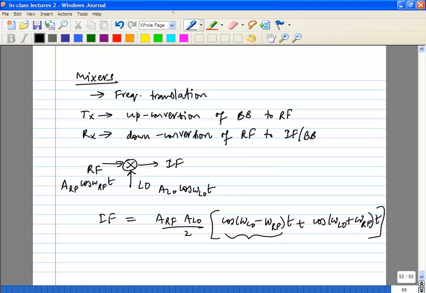Okay, so let's look at some metrics that you would use to characterize a mixer. The first one is called conversion gain. What is this? This is the amplitude of the desired IF output divided by the input RF amplitude.